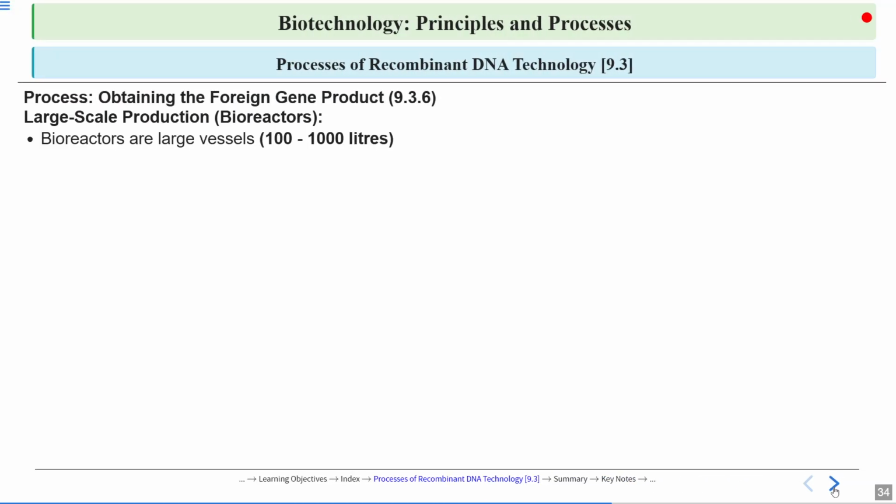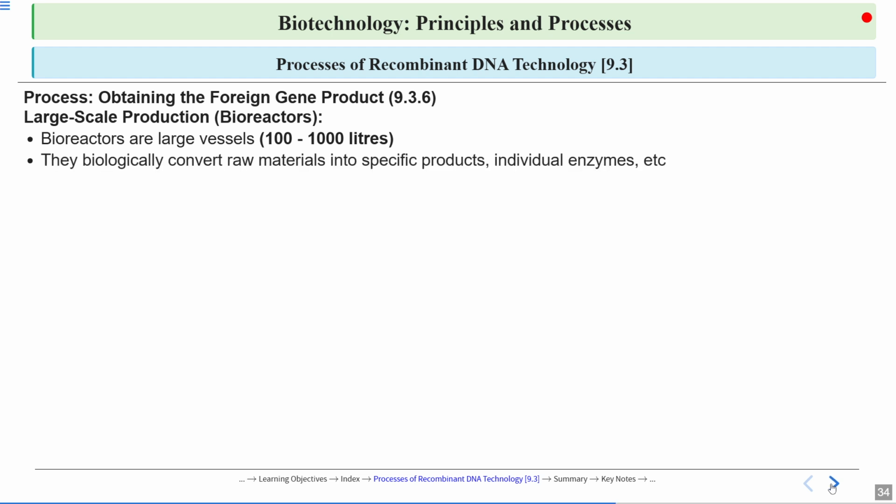Now how will we do this large scale production? We use bioreactors. I have already told you about bioreactors in the first class, but I will give a brief overview again. Bioreactors are large vessels whose capacity can vary from 100 to 1000 liters. They biologically convert raw materials into specific products, and they provide optimum conditions.